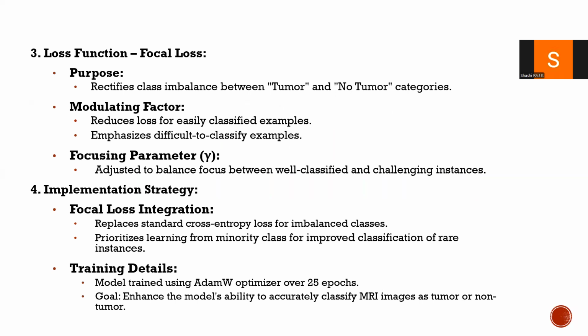So the loss function, that is focal loss: purpose, modulating factor, focusing parameter. Based on this, these are the explanations that are given for the ResNet architecture. These are some of the examples that have been given here. Coming to this focusing parameter, it is adjusted to balance focus between well-classified and challenging instances. Whereas for implementation strategies, coming to the focal loss integration, it replaces standard cross entropy loss for imbalanced classes, and prioritizes learning from minority classes for improved classification of rare instances. So for training details, the model is trained using the AdamW optimizer over 25 epochs, where the goal is to enhance the model's ability to accurately classify MRI images as tumor or non-tumor.